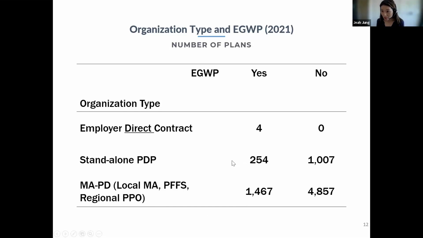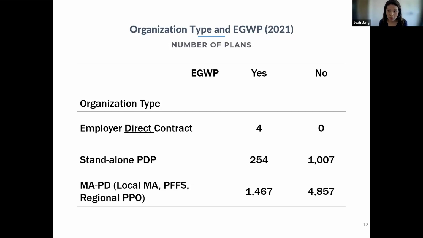Then what are these? Who are they? They have this H or S. They are local MAPDs or standalone PDPs, so why are they EGWIPs? When an employer wants to provide Part D plans to their employees or older employees who are Medicare beneficiaries or retirees, who are eligible for Medicare, there are different ways they can do that.